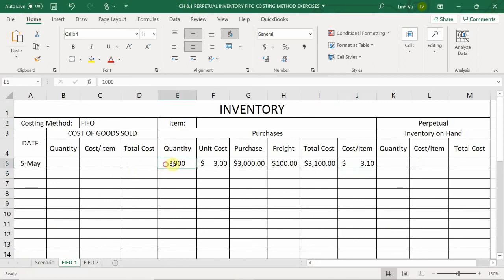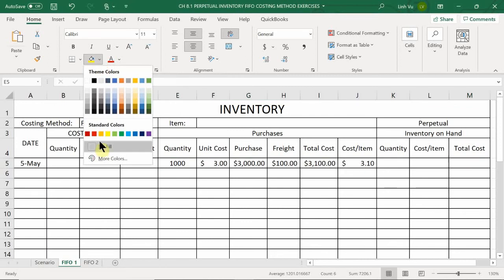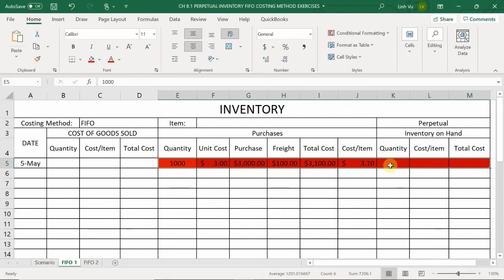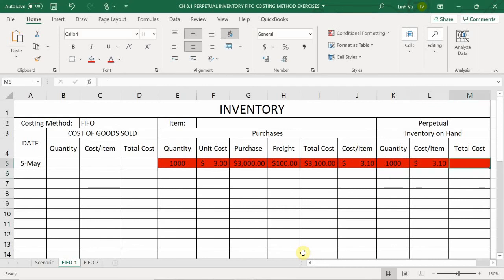So for the sake of this section, I'm going to transfer this over into my inventory on hand, and I'm also going to select a color. So I'm going to just do it in order. I'm going to do red first, okay? So what I'm going to do is carry this inventory over into my inventory on hand section. So I have 1,000 units costing me $3.10 each, which then gives me, right? So this is where I need to keep my formula in my total cost.